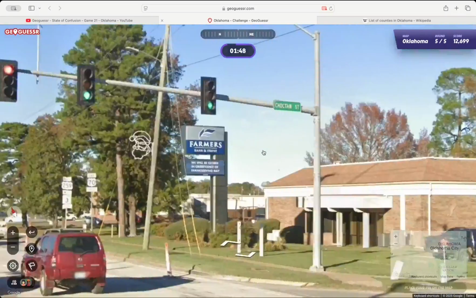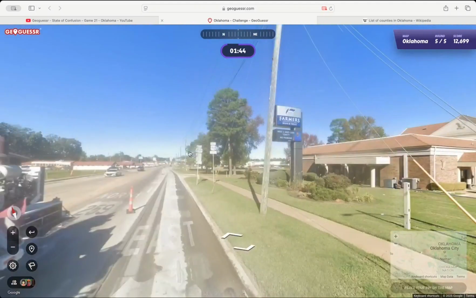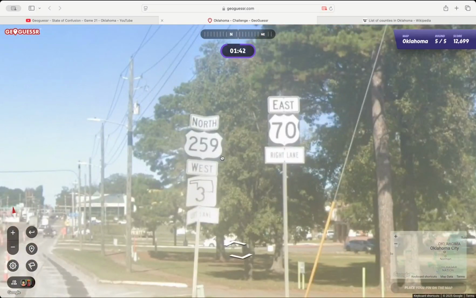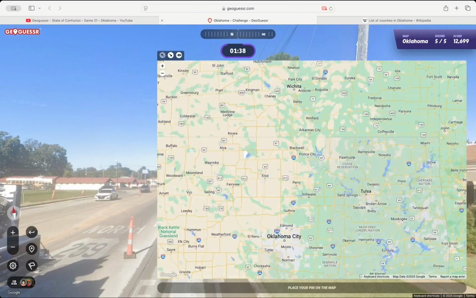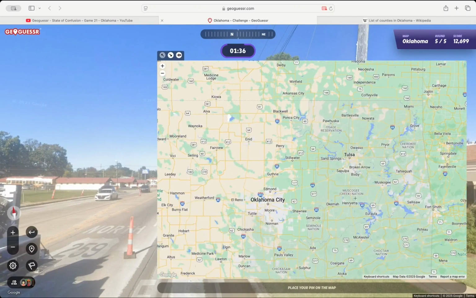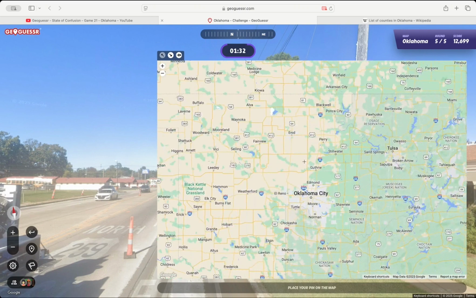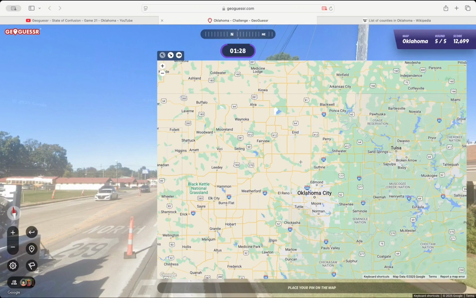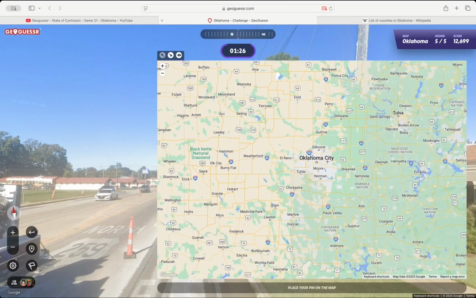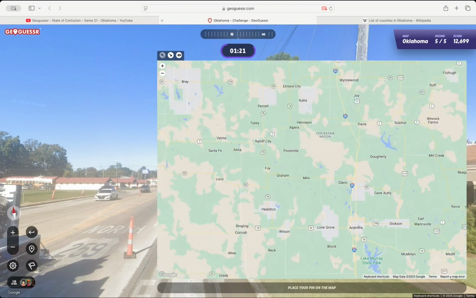US 70. US 70 and Choctaw. Okay, so thank you. Get some US intersections here. US highway intersections. 70 and 259. So I think at that point, I'm not going to explore anymore. Usually, as a non-moving player, the more I move, the worse I get. I shouldn't say that, but it just turns out to be true.